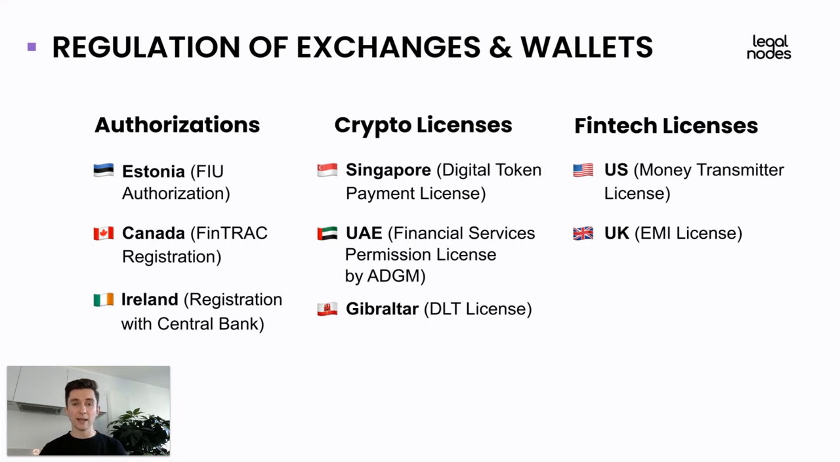proper crypto license. And among these crypto licenses, we can highlight the Gibraltar DLT license, the United Arab Emirates Financial Institution Permission, and also the digital token payment license in Singapore. That's just a few examples of these crypto licenses which might be specifically suitable for exchanges and wallets. And in the end, in case the wallet or exchange plans to integrate the possibility to make a conversion from crypto to fiat and vice versa, there might be a necessity to additionally obtain some traditional fintech license, the EMI license or the money transmitter license.